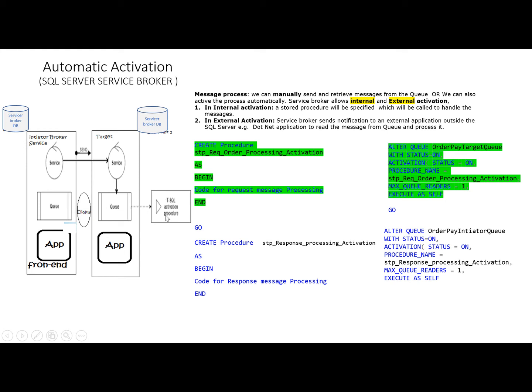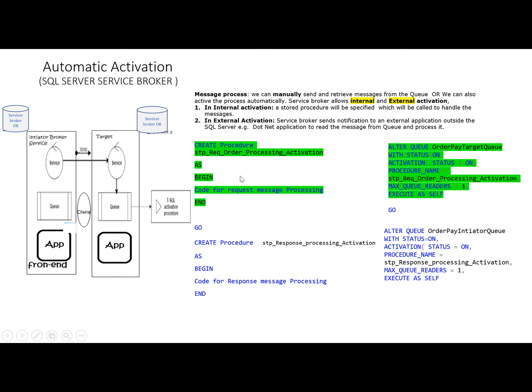So this all will be automatic, and then after that this service will respond back to the initiator service, and the response will come into the queue. This queue will call a procedure automatically, which will handle the message processing. So now we have to create two procedures which contain the logic for the processing. And how these will be called automatically, how this internal activation will be handled, we have to modify in the queue.